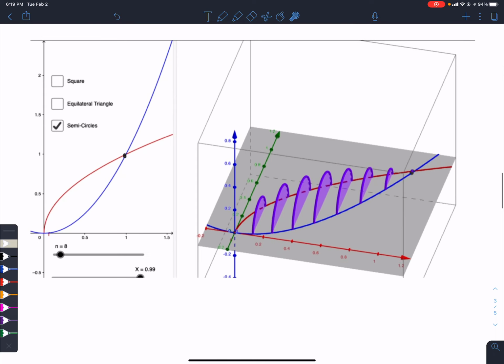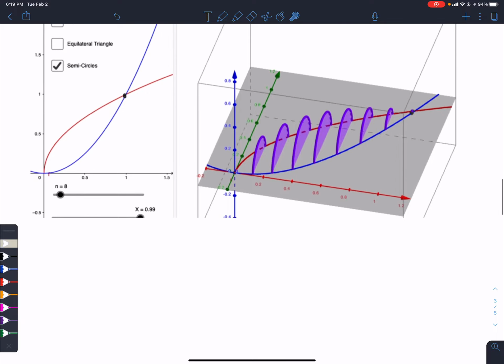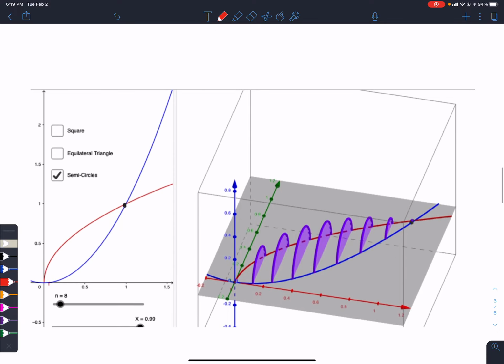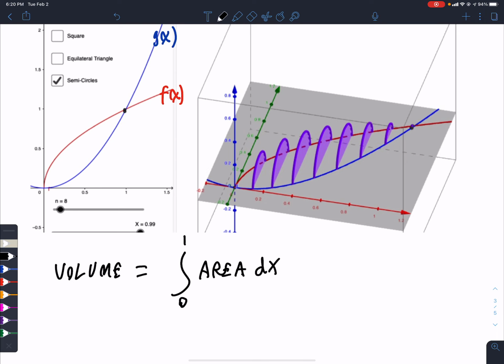And this is the one where you need to be very careful how you do this. Same process over and over. This is f of x. This is g of x. To get the volume, I want to add the rectangles, or excuse me, the half circles from 0 to 1. And it's going to be the area times the thickness, which is dx.